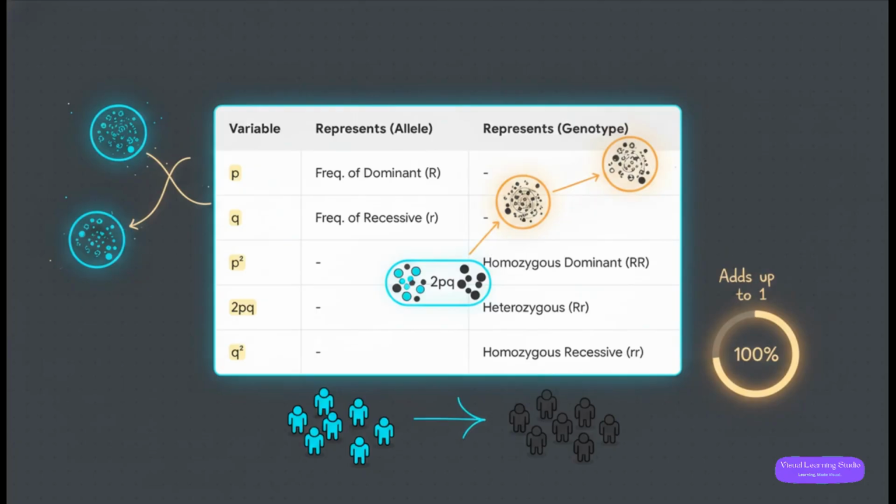Okay, so let's decode the equation itself. It looks way more complicated than it is. P is just the frequency of the dominant allele in the population, and Q is the frequency of the recessive allele. That's all. So if we want to look at the individuals, P squared is the frequency of the homozygous dominant ones, Q squared is the homozygous recessive ones, and that 2pq in the middle just represents all the heterozygotes. And of course, if you add them all up, you get 1 or 100% of the population.